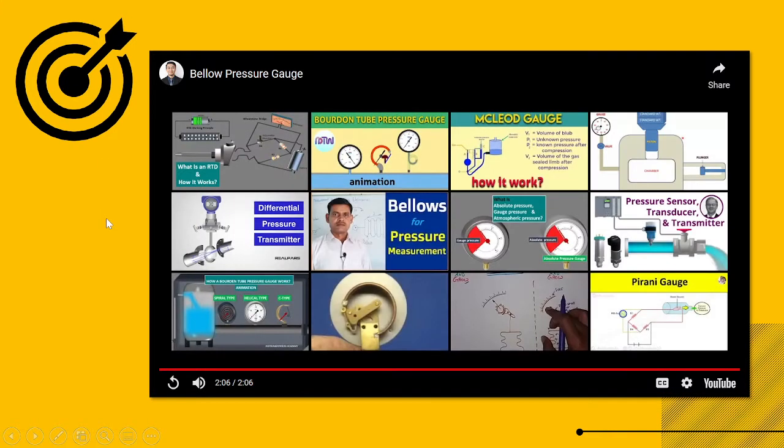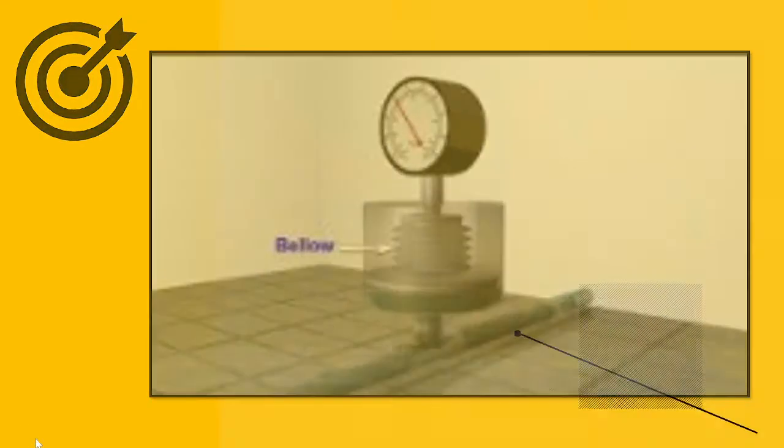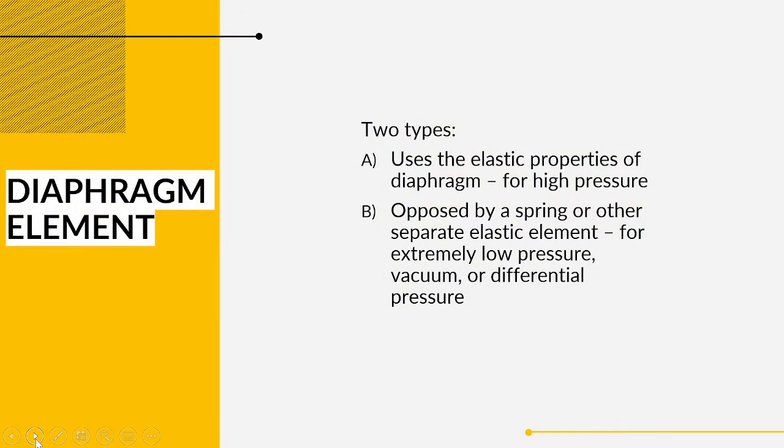So that's the mechanism of our bellow pressure gauge. Let's proceed to the third and last type of the elastic element method, which is the diaphragm element. It has two types. First, it uses the elastic properties of diaphragm, which are recommended for high pressure. The second one, opposed by a spring or other separate elastic element, is good for extremely low pressure, vacuum, or differential pressure.